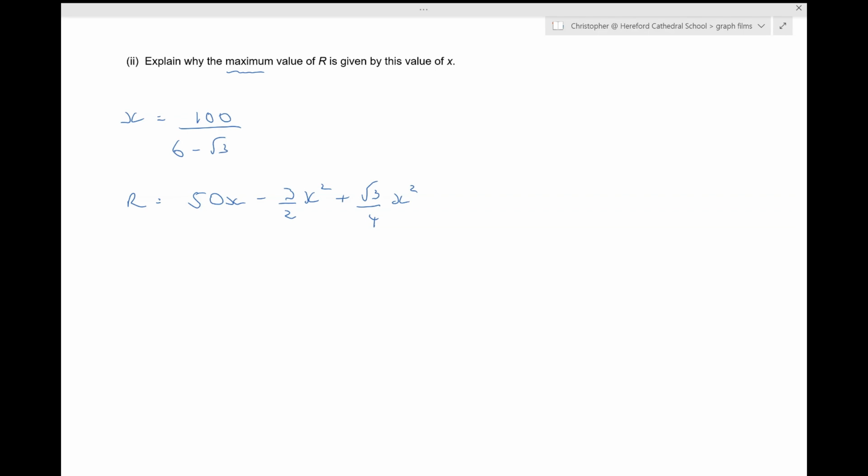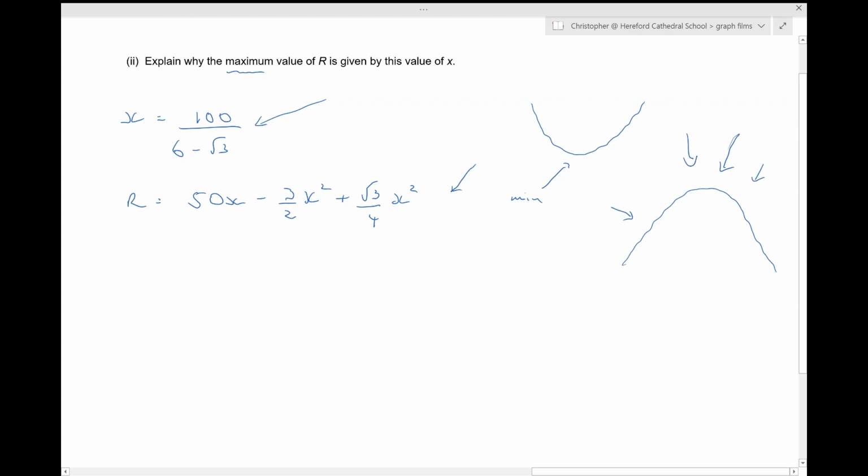What we've done is we've had an expression for r, and we've differentiated that and found that it has a stationary point at that value of x. But the problem is, of course, that if the function of r looks like this, then the stationary point is a minimum, not a maximum. Whereas if the value of r looks like that, then the stationary point would be a maximum. And what the question is asking you is, how do you know that we're dealing with a function that looks like this one, so this is a maximum, rather than a function that looks like that one.